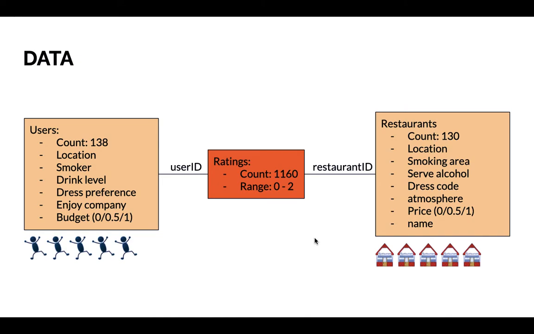So this is a quick schema of the data that I used to build the recommendation engine. As you can see, it's a very small data set of only 138 users and 130 restaurants. The ratings range from 0 to 2.